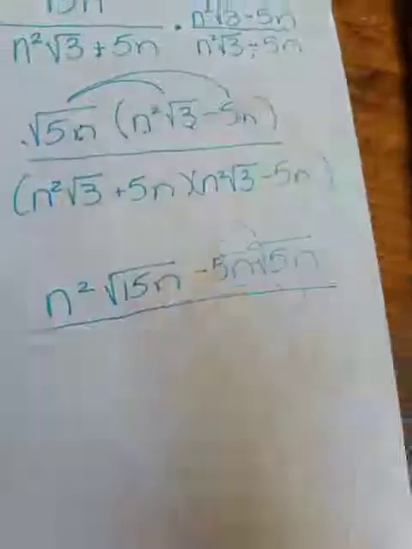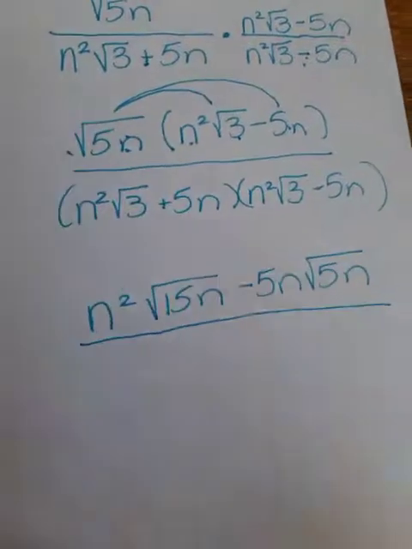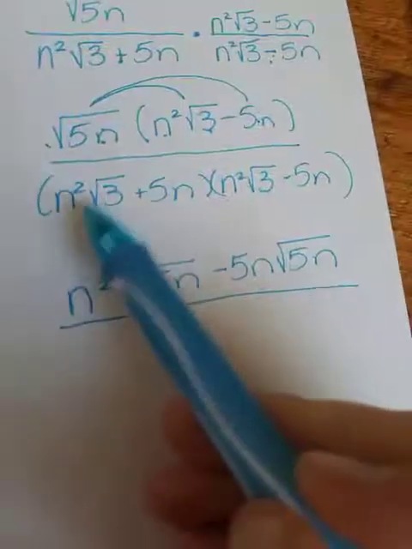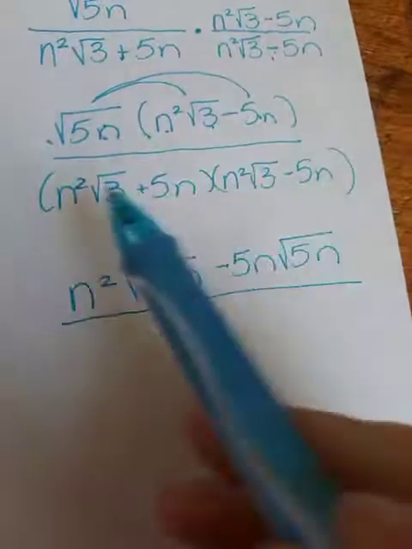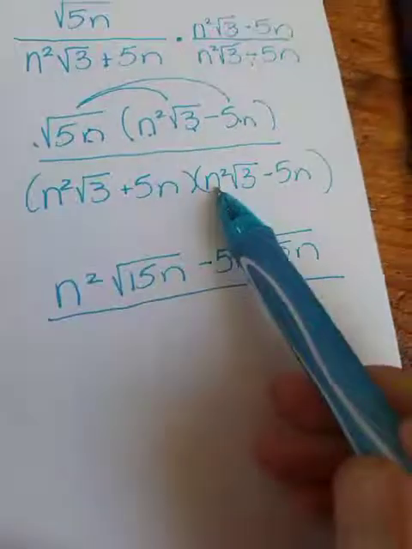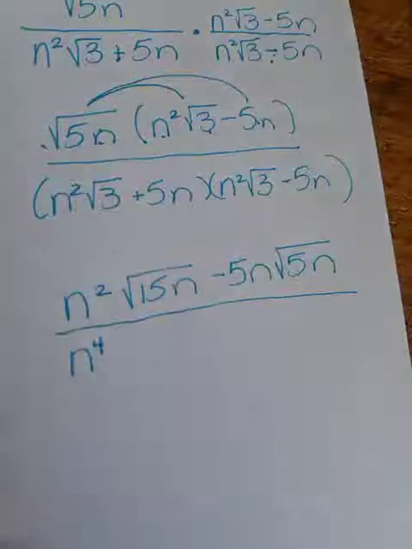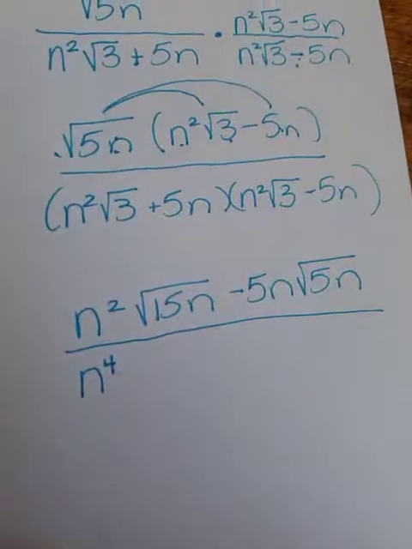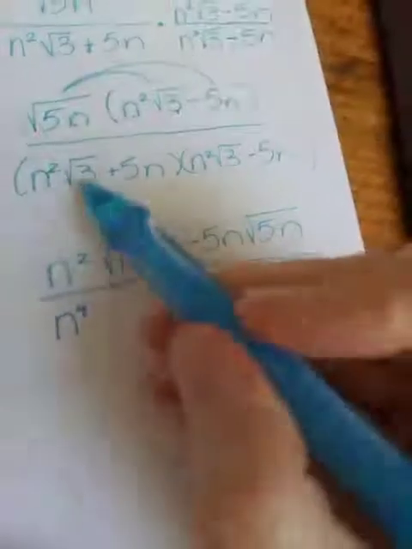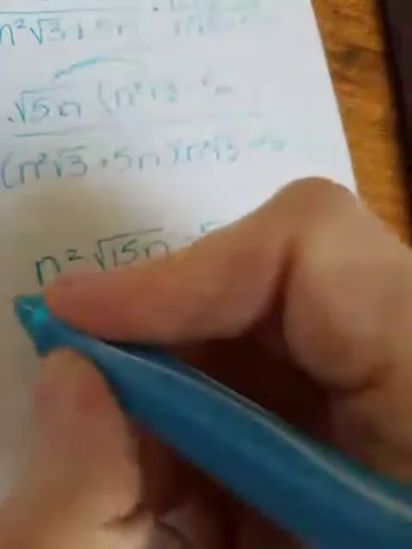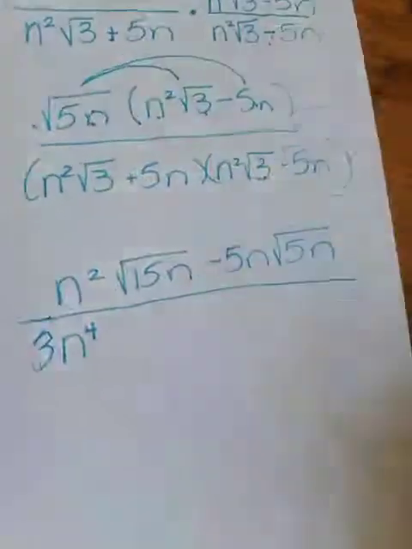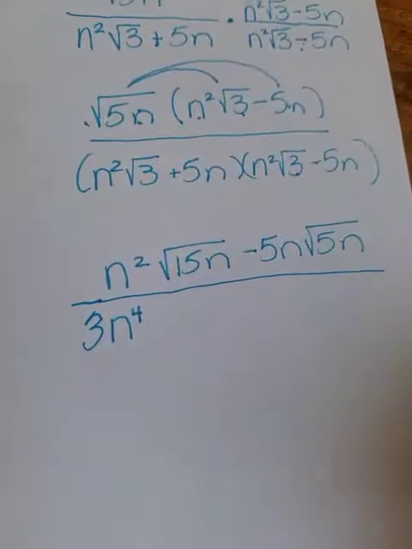Divided by, now in the denominator you have two binomials, so you have to FOIL. N squared root 3 times n squared root 3. Be careful, n squared times n squared is n to the 4th. That's your property of exponents. You add the exponents. 2 plus 2 is 4. Root 3 times root 3 is root 9, which is just 3. I'm going to write that in front of the n to the 4th because it's a coefficient.